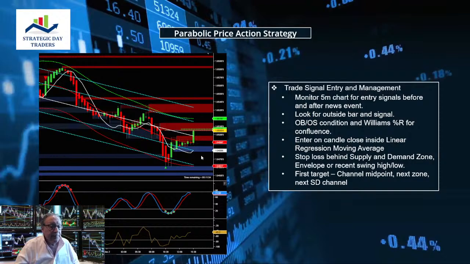For my entries, as I said, I'm going to monitor the 5-minute charts for entry signals before and after news events. So I am setting my trades up knowing when the news event is coming. I will log in sometimes 15 minutes before the event, sometimes a half an hour to an hour before if it's a particularly market moving event or I happen to be in front of the monitor anyway.